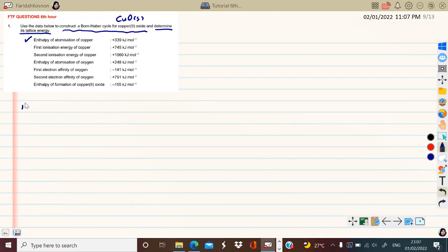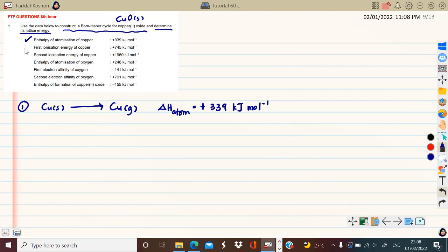This is the thermochemical equation that represents the enthalpy of atomization of copper. We have copper solid atomizing to form 1 mole of copper gaseous atom. The enthalpy change here is the enthalpy of atomization of copper, which is positive 339 kilojoule per mole.